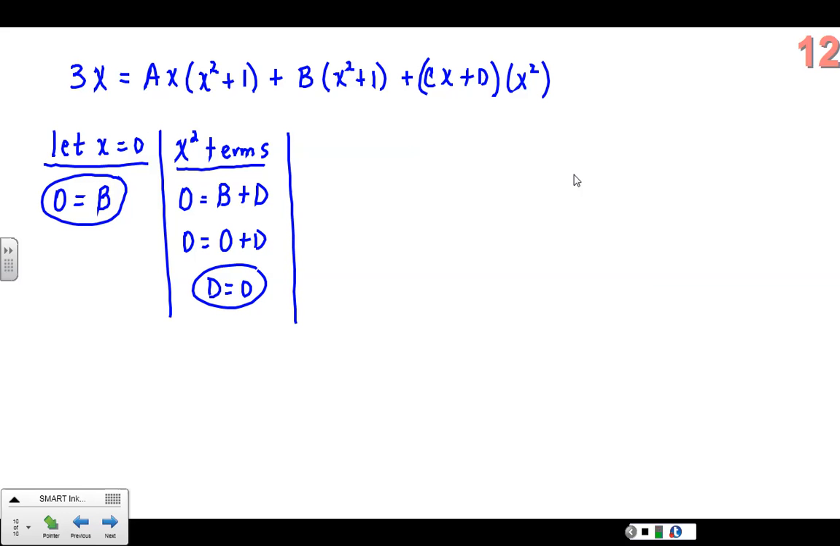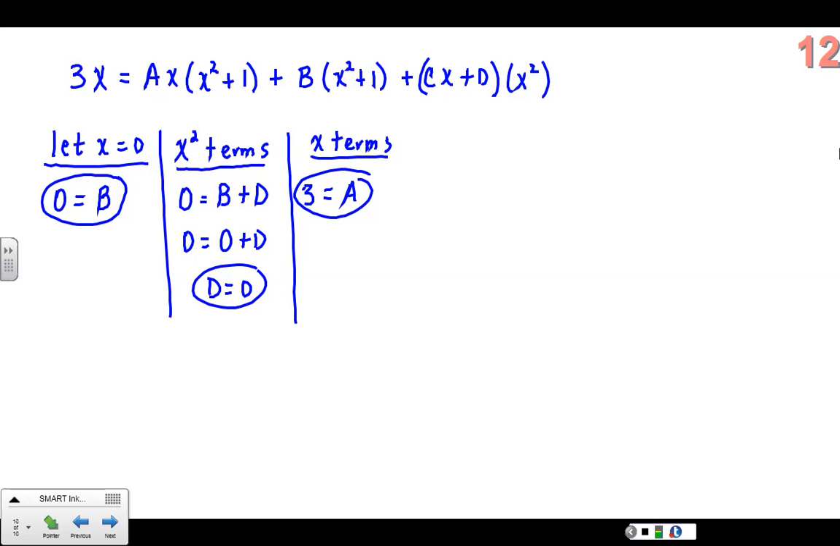Let's try the x terms. 3 is the sum of all the x terms on the left, so let's see if we can get x's over here. Ax cubed, no. Ax, so A. Bx squared, B, no. No x's there. Cx cubed, Dx squared, so no. 3 is all we can get for A there. So I'm trying to find C.